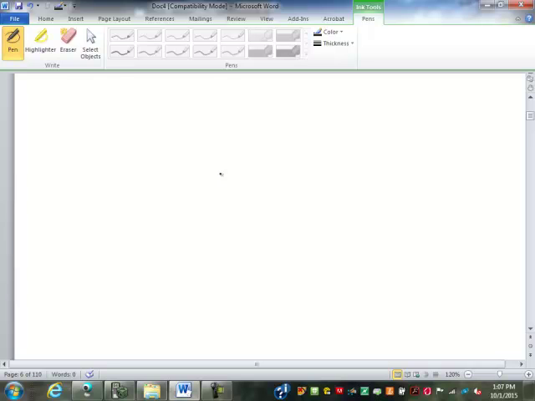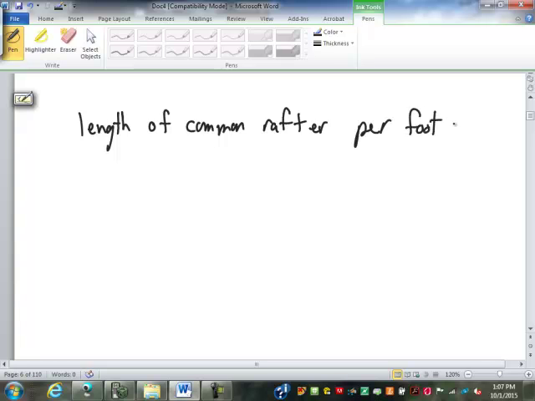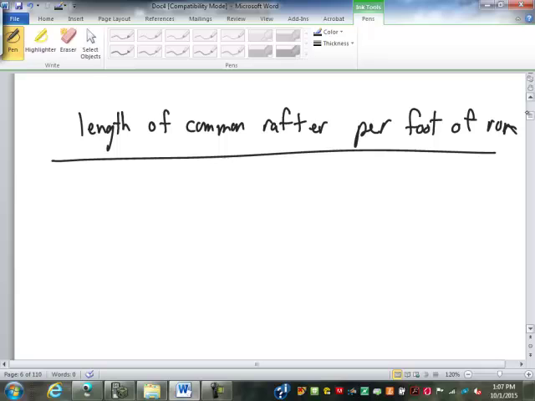Let's get now to that top row on the framing square. That is the length of the common rafter per foot of run. It may be abbreviated differently from one framing square to another, but that is what it really is. I might say just length of common per foot run, whatever. It is numbered from 24 down to 0. So 1, 2, 3 on that side of the square. That's just length of common rafter per foot of run.